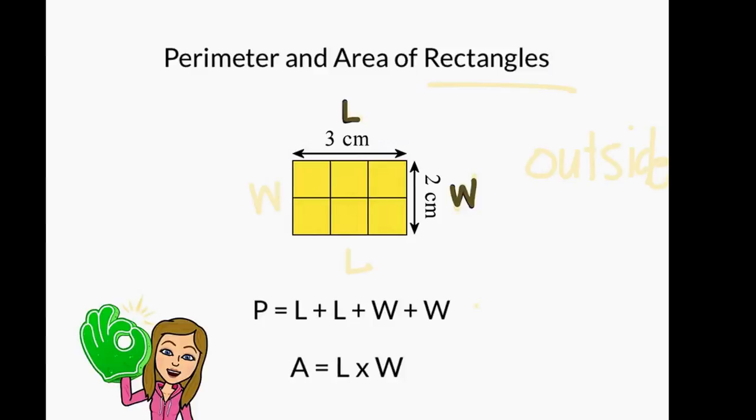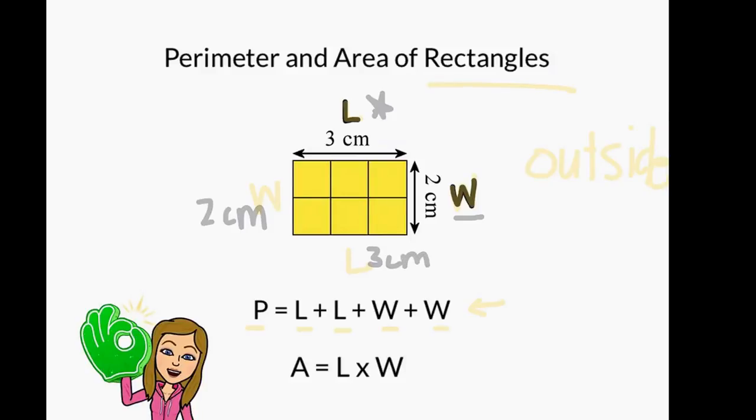You'll notice I've written down a handy-dandy formula for you to help you remember. So P stands for perimeter, L stands for length, W stands for width. Remember that if this width is 2 centimeters, across the rectangle is the same measurement of 2 centimeters. Same thing with the length. If the top length here is 3 centimeters, the other side is equal, so it will also be 3 centimeters.